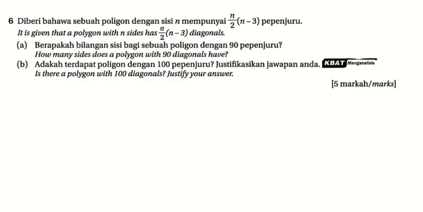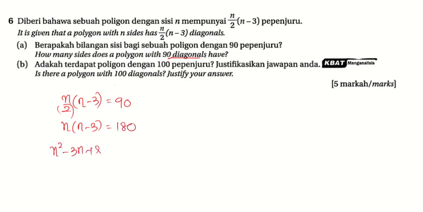Now, number 6. It's given that a polygon with n sides has so many diagonals. So if you have 90 diagonals, how many sides? n over 2, n minus 3 equals 90. So n minus 3 divided by 2, I bring over the other side, multiplied by 2. n squared minus 3n minus 180 equals 0. Factorize it.